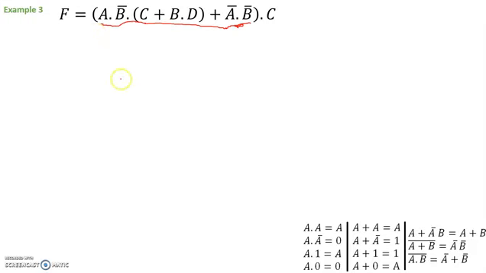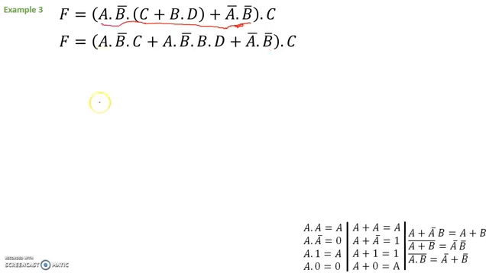So what should we do here? So let's do first thing. Let's distribute A not B inside here. So as such, we have A not B ANDed with C from this term. Here we have A not B ANDed with B ANDed with D from that term. We'll leave this term alone and we'll leave the final ANDed C outside as is.